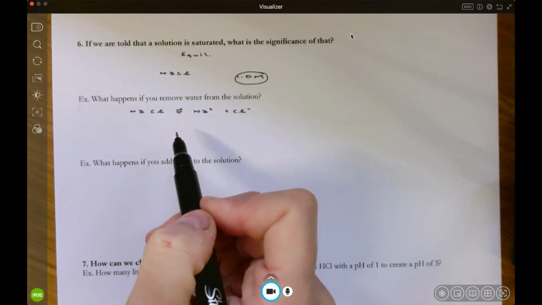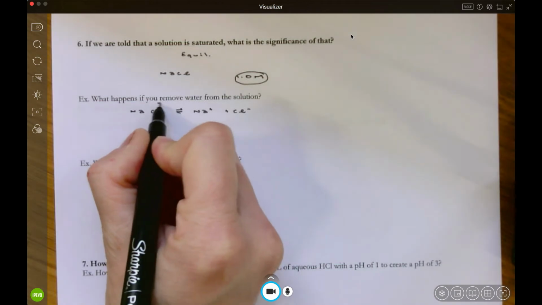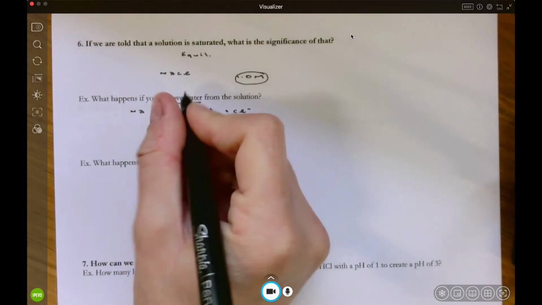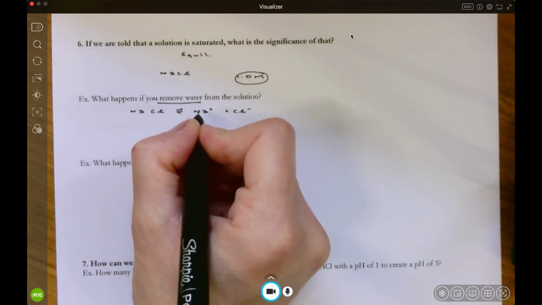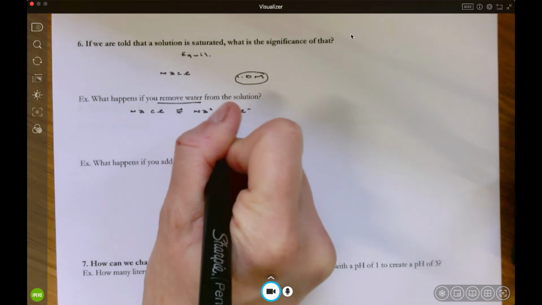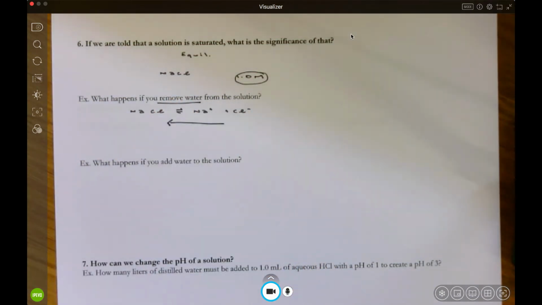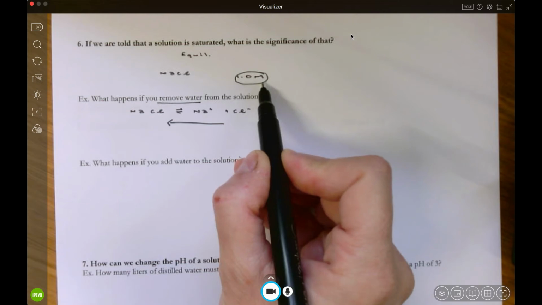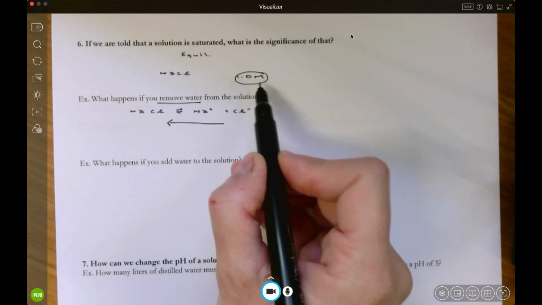Another way of thinking of that is if you remove water, you are going to shift to the side with fewer moles of ions. So you're actually going to shift, because if you add water, you're going to shift to the side with more moles of ions. So you're going to actually shift to the left, causing more solid to form. Okay? But common sense tells you if you lose water, but you have to maintain a certain concentration, to maintain that concentration, you're going to have solid forming.